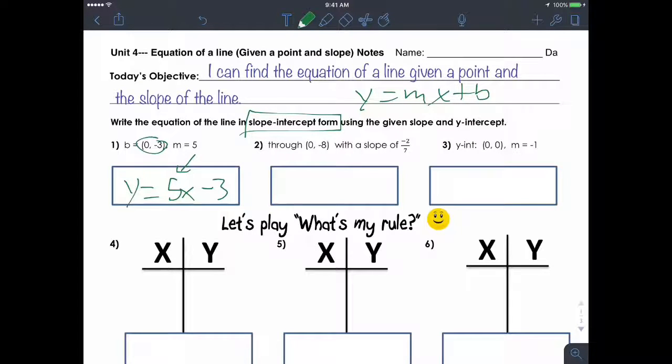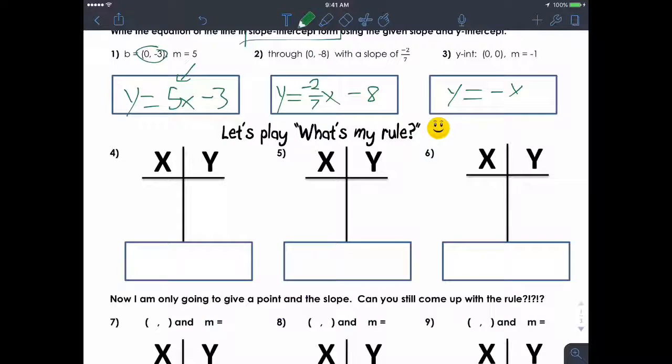All right, now for number 2, what we have is a slope of -2/7, so it's y equals -2/7x, and then we have a point (0, -8), that's a y-intercept, so we put -8 there. All right, and then for the last one, we have y equals, now you could put -1x, or you could just put -x, and since the y-intercept is the origin, you could put +0, but you don't really need it there, so you can just leave it as y equals -x.